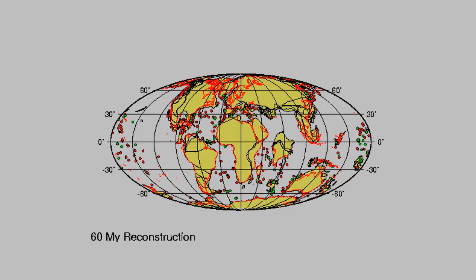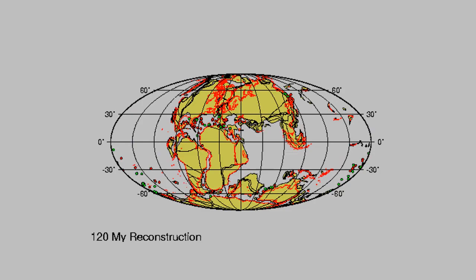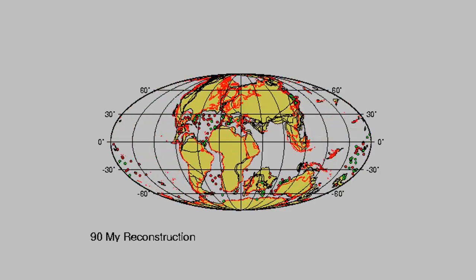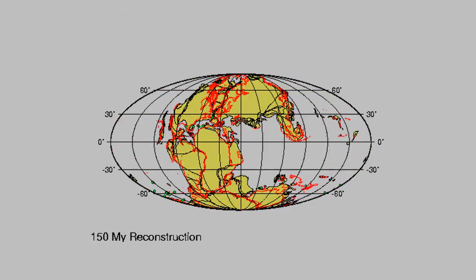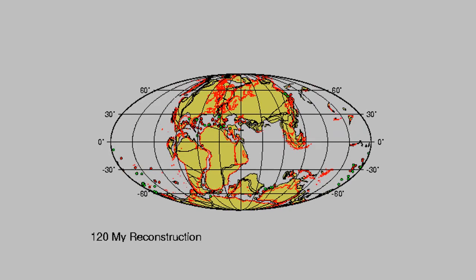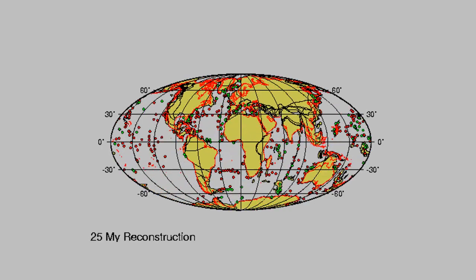So this GIF is just going through and showing the breakup of Pangea over about the last 150 million years, kind of how we got to the position that we're in. And a lot of these changes that we see to the surface of the Earth today really started just in the last 65 million years.